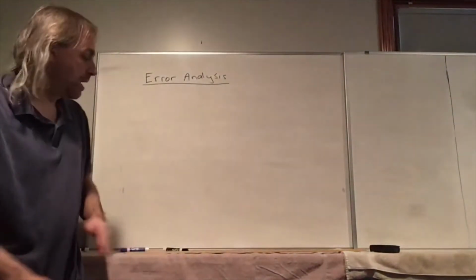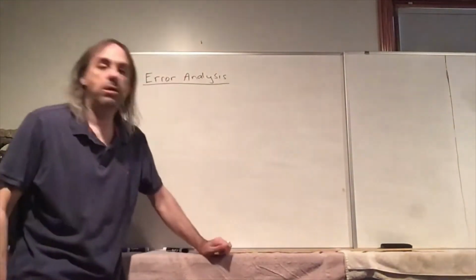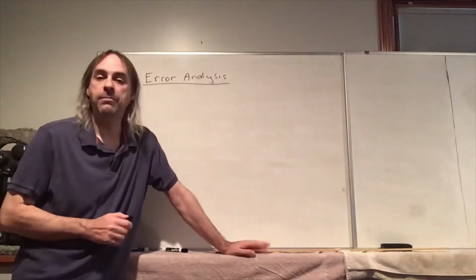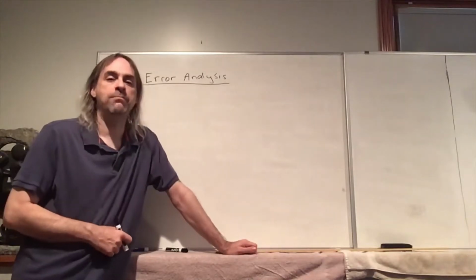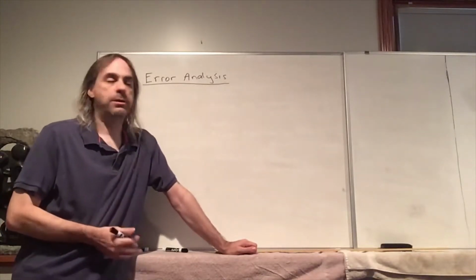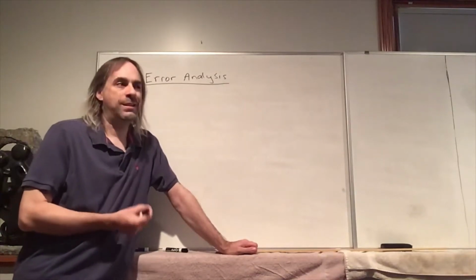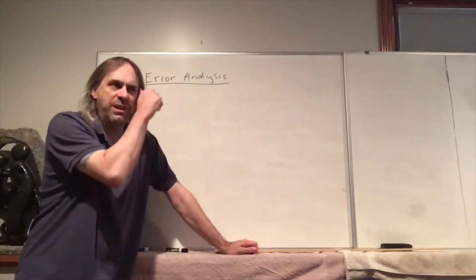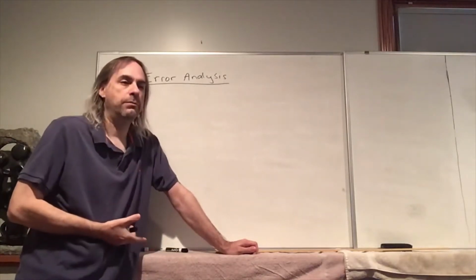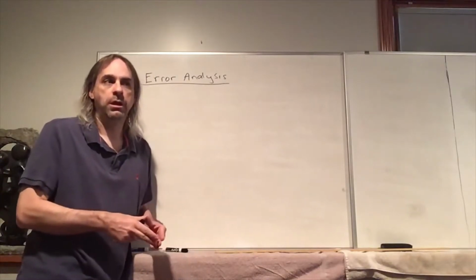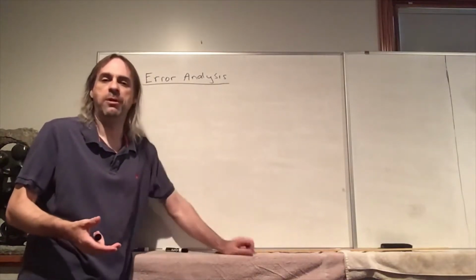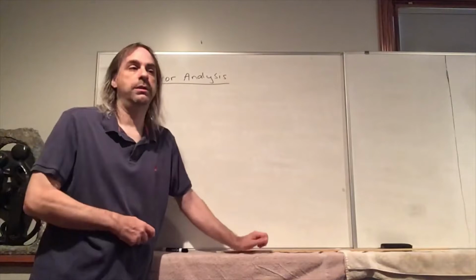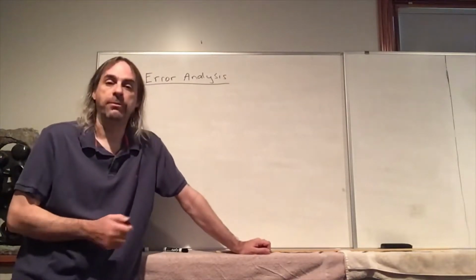Hello, class. Okay, so we're going to talk about error analysis, which is something we're going to do in our first lab next week. And that's a very important part of any experiment. Usually in an experiment, we're testing a theory or trying to measure something. If we're testing a theory, the theory predicts a certain result. If we do the experiment, are we going to get that exact result predicted by the theory? No, we're not, because there's errors involved in every measurement.